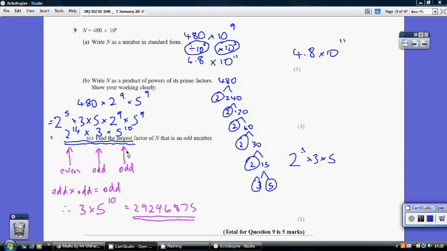So my largest factor, which is odd, is going to be 3 multiplied by 5 to the power of 10, which is 29,296,875.